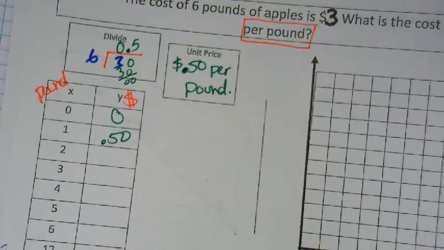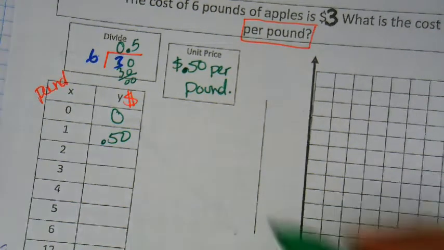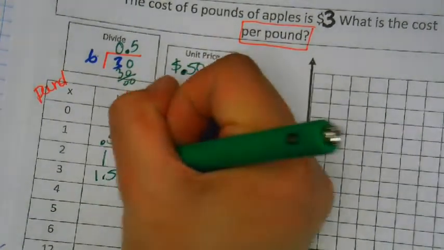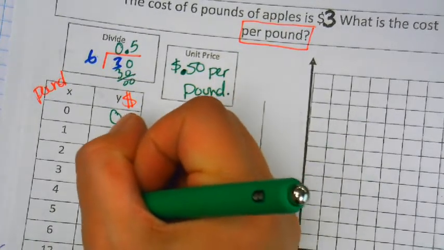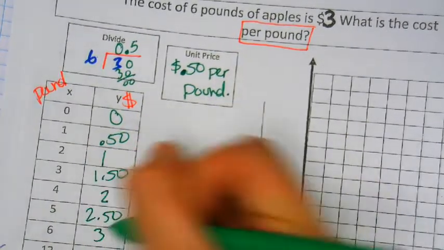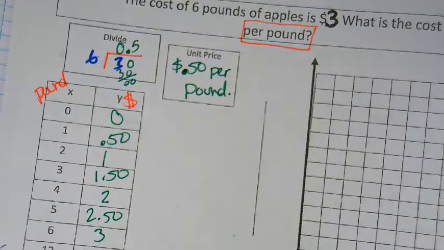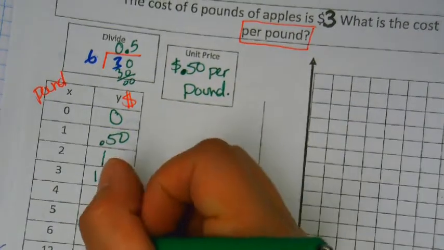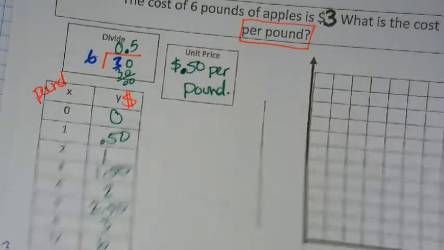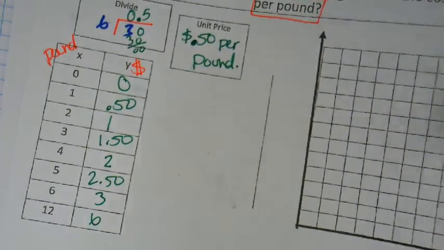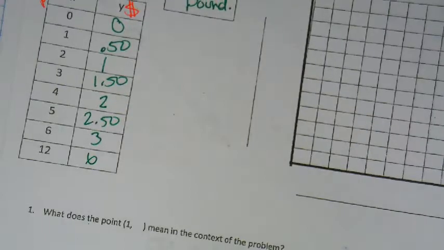Yes, I always try to trick you. All right, so 2 is $1, $1.50, 2, 2.50, and what is 12? 6. We have to put 12 on here. No, you only fit what you can. Okay.